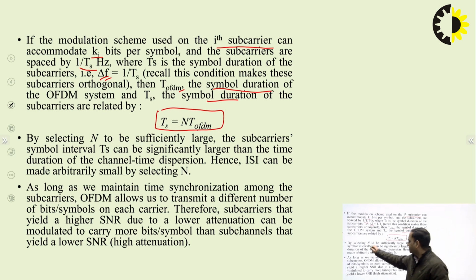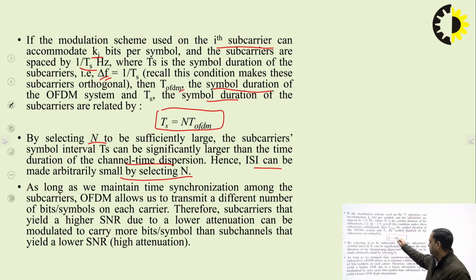When we use a sufficiently large value of N, the symbol period can be significantly larger as compared to the time duration of the channel time dispersion. In this case, the ISI can be made arbitrarily small by selecting the value of N. So this value of N is the important thing to reduce the ISI. We cannot take N very large, or very small. So this value of N can be defined for using the subcarriers and to reduce the ISI, inter-symbol interference.